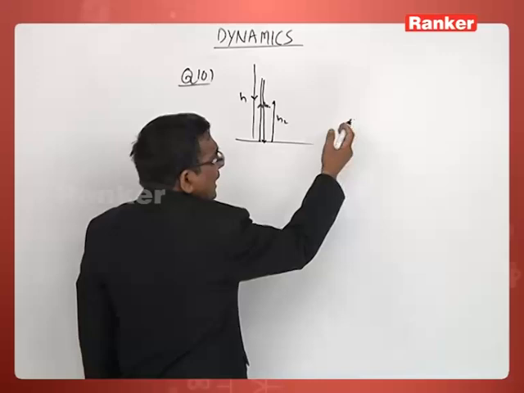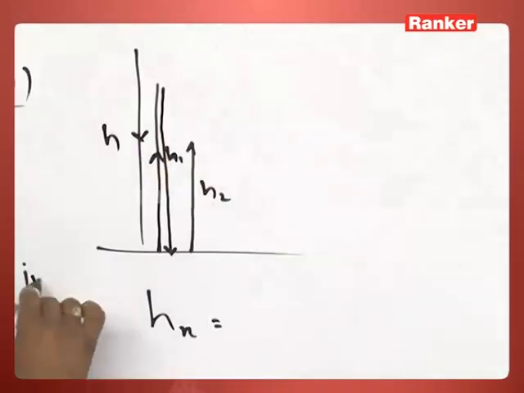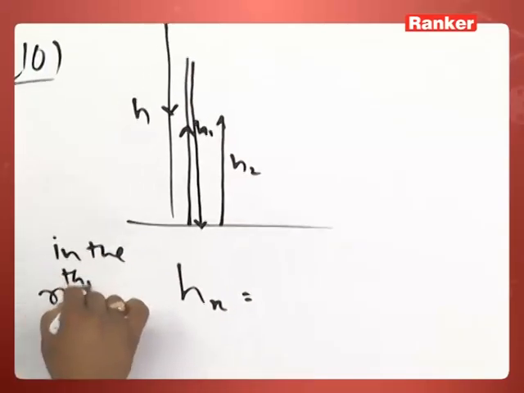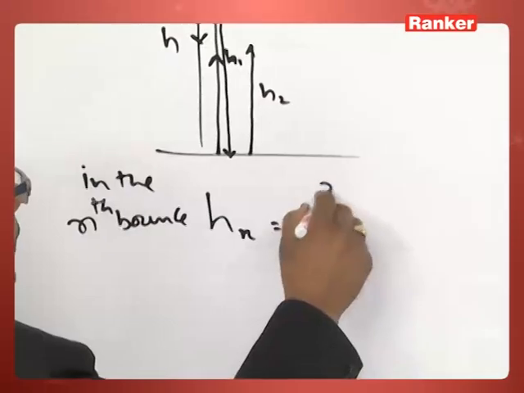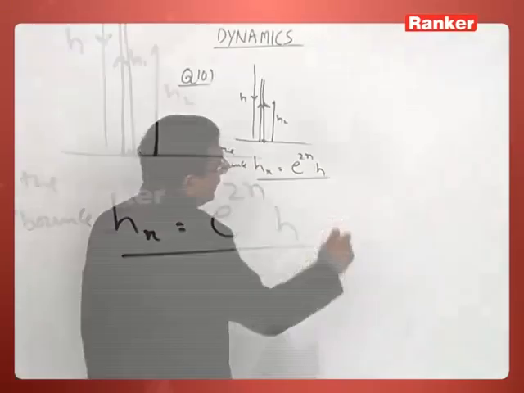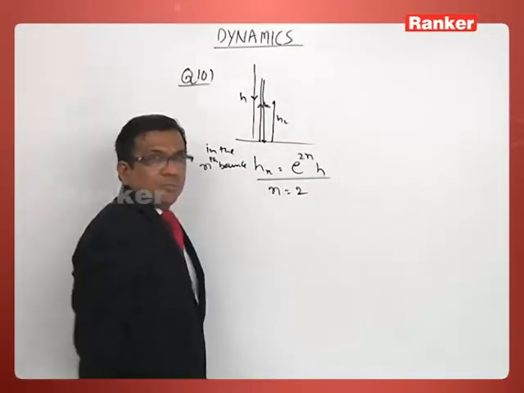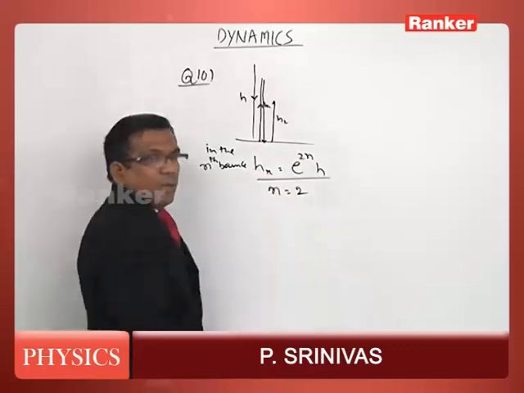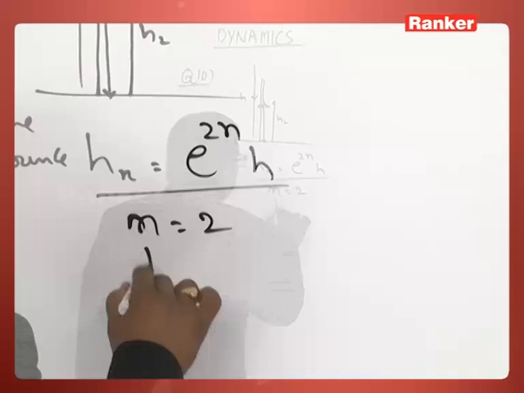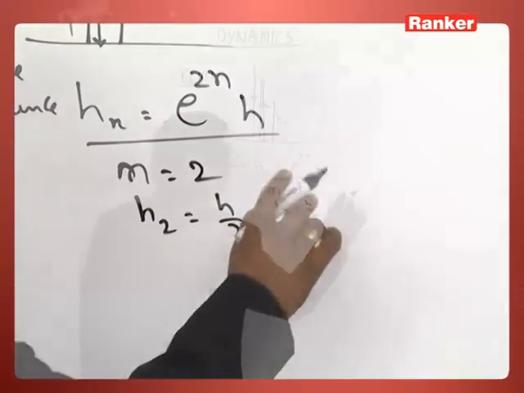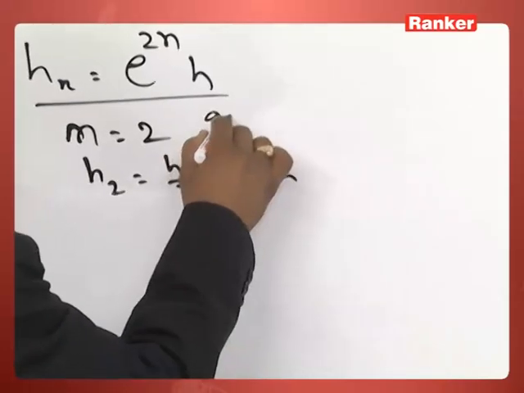Suppose n bounces take place, then there is a formula for the nth bounce, that is hn is e power 2n into h. This is the formula. Now in this problem, the number of bounces n is equal to 2. Initially it is falling from a height h, but in the second bounce it is rising to a height h by 2. This is given.